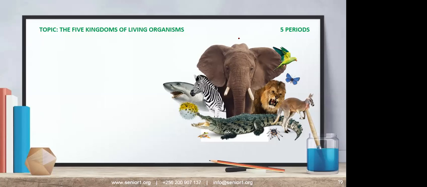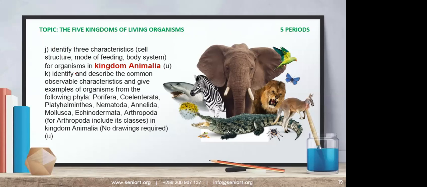This guy is Robert Whittaker. When they were bringing in the 5 kingdom system, they said any organism that can move from one place to another should fall under Kingdom Animalia, as long as it is big and made up of many cells. That's why anything that you see walking with your eyes is an animal and falls under Kingdom Animalia.